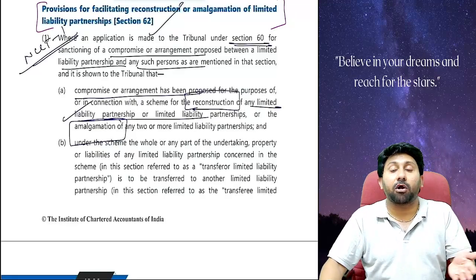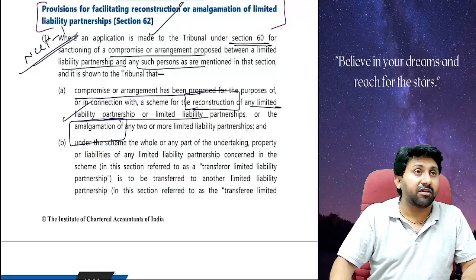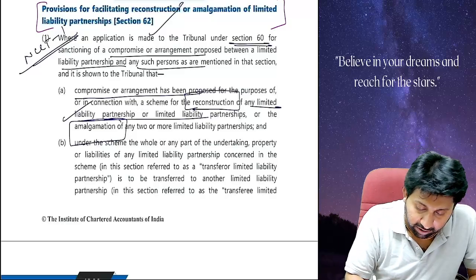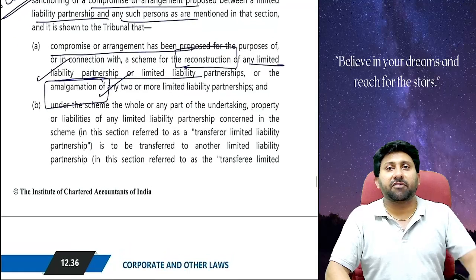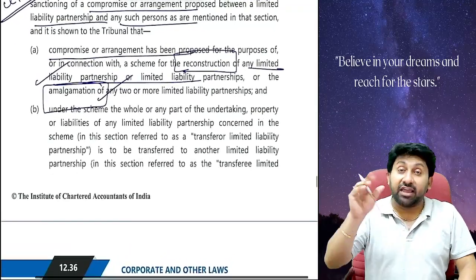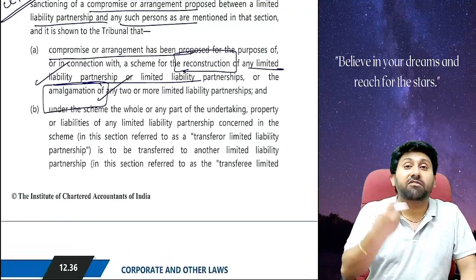But the nature of the compromise or arrangement entered is not in the nature of a compromise, but in the nature of amalgamation. Next. Sir, what is the difference between the first compromise section and this one? There, a waiver will be there. Okay, they will ask for a compromise.